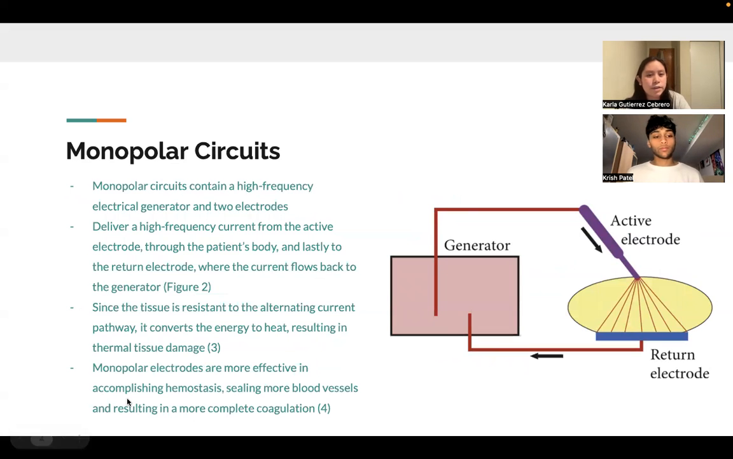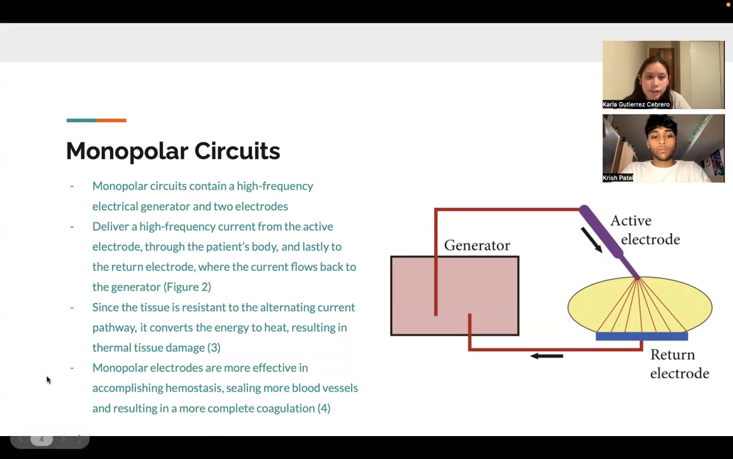So two of the circuits that are included in electrosurgery are monopolar and bipolar. Monopolar circuits contain a high frequency electrical generator and two electrodes, as seen in the figure to the right. This delivers a high frequency current from the active electrode through the patient's body and lastly to the return electrode, where the current flows back to the generator. The tissue is resistant to the alternating current pathway, which is how it converts the energy to heat, resulting in thermal tissue damage.